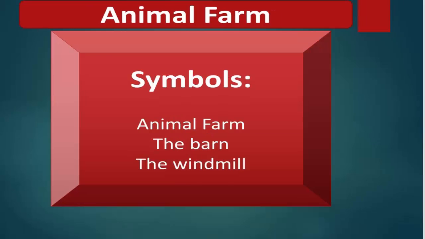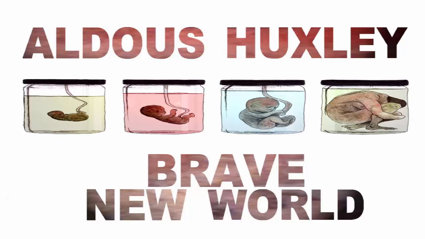The symbols in Animal Farm are Animal Farm itself, the barn, and the windmill. The windmill is an amazing symbol there. And we are moving to Brave New World, a title taken from Shakespeare, by Aldous Huxley.